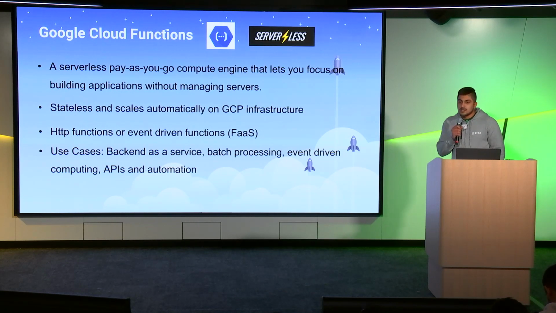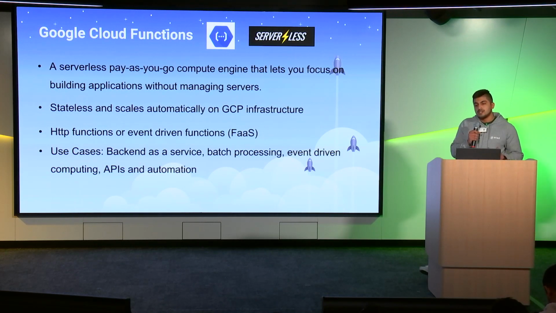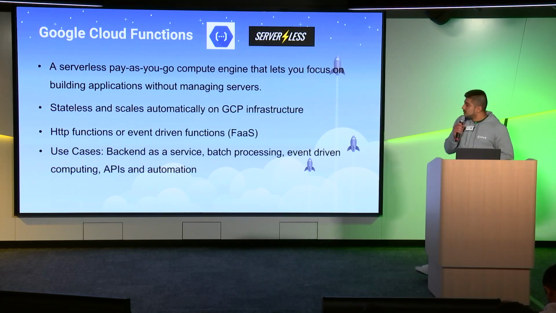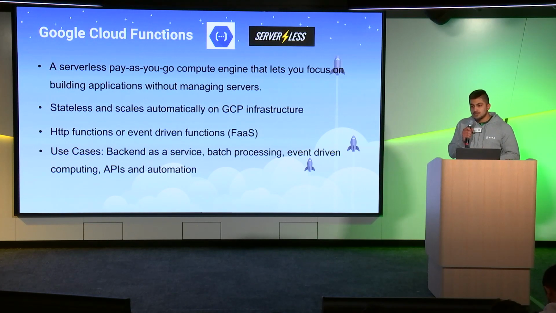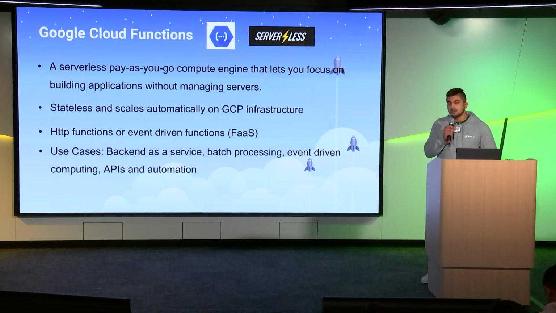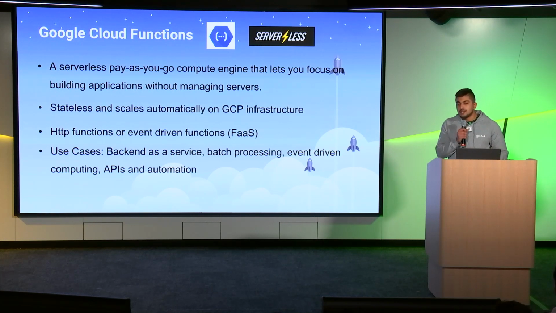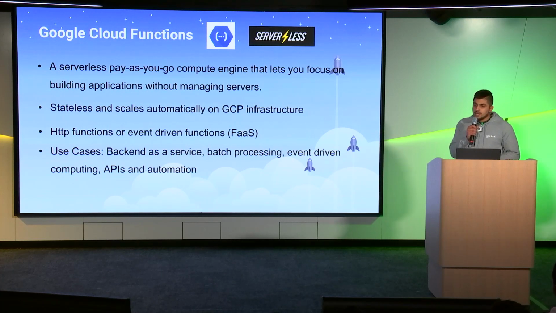Google Cloud Functions is a serverless pay-as-you-go compute environment, which lets you build applications without having to worry about the underlying service. It is stateless, it's ephemeral, and it scales automatically on Google Cloud's infrastructure. There are two types of Google Cloud Functions, mainly HTTP functions, which you invoke using an HTTP or HTTPS URL, or an event-driven function, which is triggered based on an event emitted in the cloud. For example, when an object in a cloud storage bucket is deleted, that can be a trigger for your cloud function.